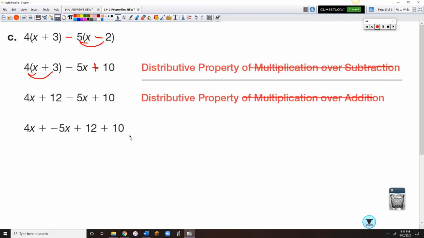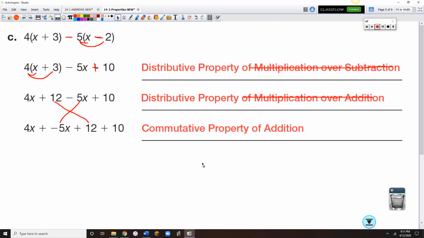All right, what's different in the next line? Let's see, they both start 4x. This one, then the next one is plus 12, and this has plus negative 5x. I don't like when they have a double sign, but oh well. They have changed the order of the terms. Anytime we change the order, that is commutative property.